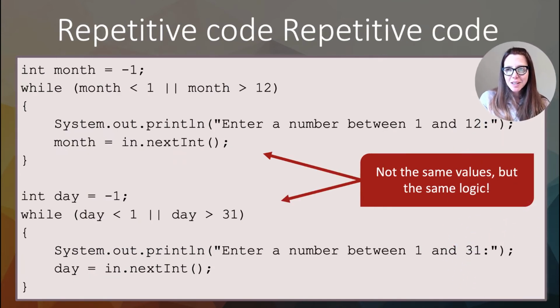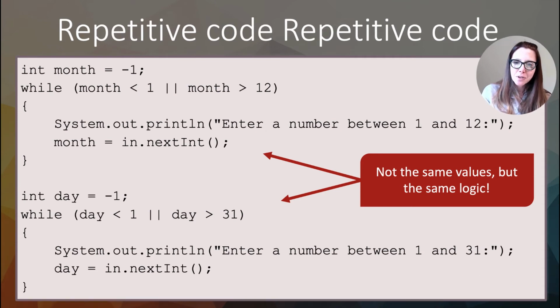There are times when you're reading through code or writing code that you realize that there is repetitive code. In this example, we see two blocks of code that basically both do the same thing. The first asks a user to enter a number between 1 and 12. The second, a number between 1 and 31, so capturing a month and a day.